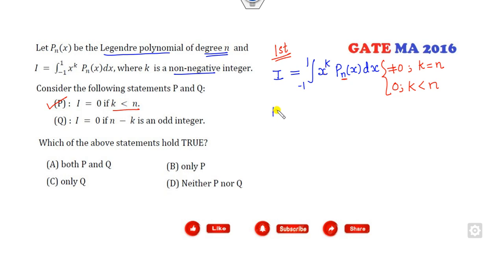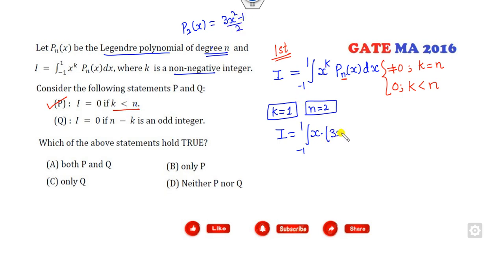K is non-negative, so I can choose k as 1. Fine, choose as simple as here. And what is the value of n, the degree? n is 2. So what is my integral? Integral from -1 to 1 of x P2(x). What is P2(x)? As I told you, you have to remember only the two cases. So this is (3x² - 1)/2.